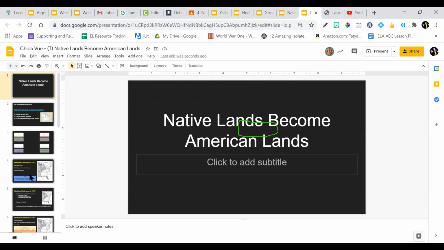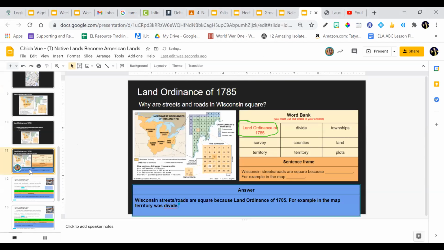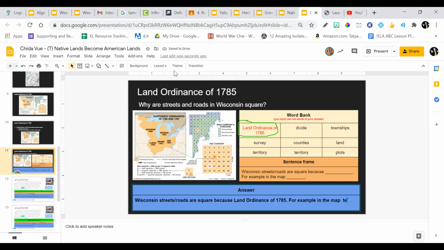So let's see here. All right, so maybe Cheetah. And we also want to make sure we explain using the map. How does that map on the left, right here, help us understand that? So Cheetah, tell us your answer to start, what you had there. Just the first part.